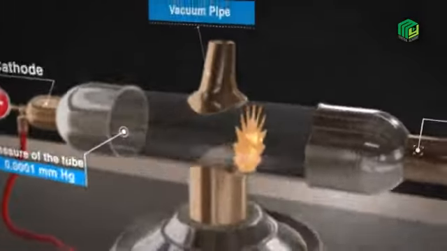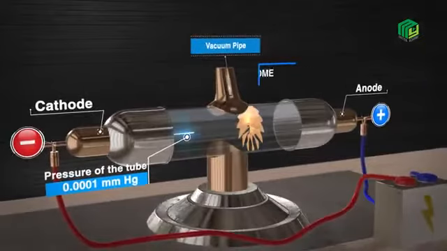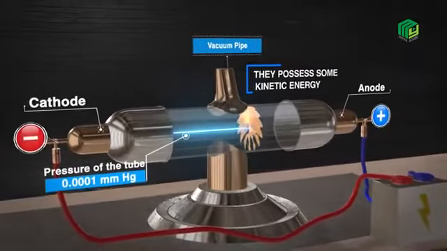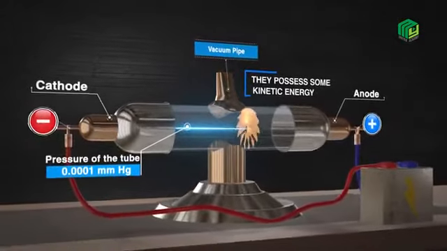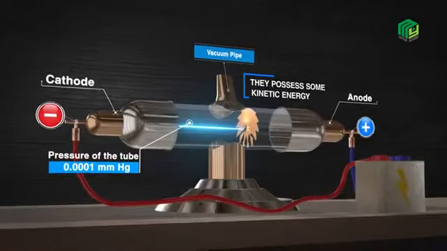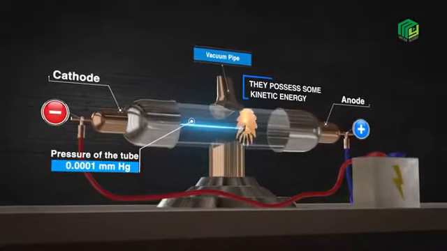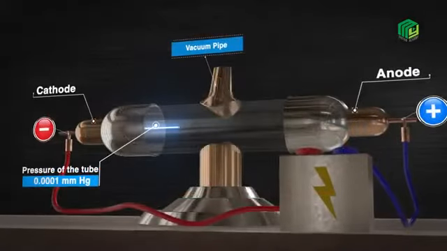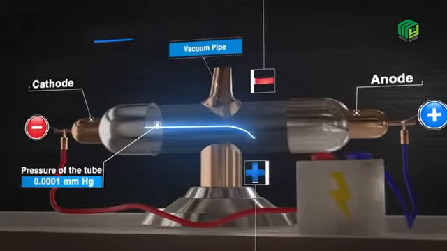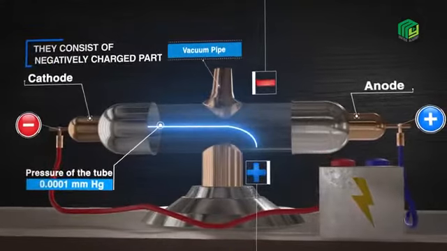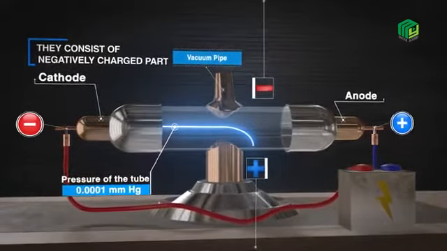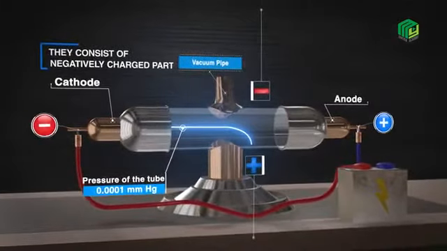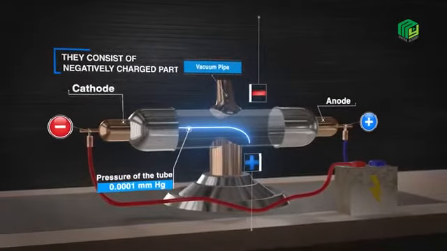2. When a wheel was placed in the path of cathode rays, the wheel rotates. This shows that rays consist of some particles and some kinetic energy. 3. In the presence of an electric field, the rays are deflected towards the positive plate. This confirms that cathode rays consist of negatively charged particles.